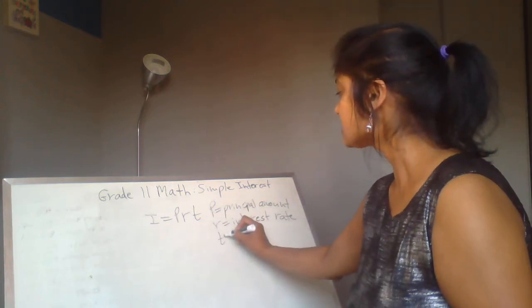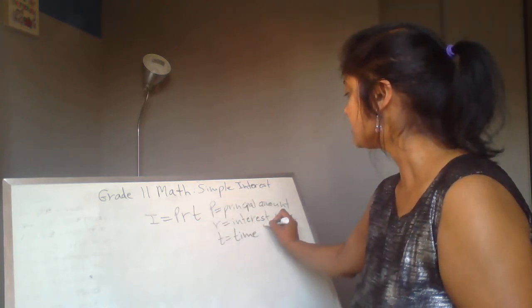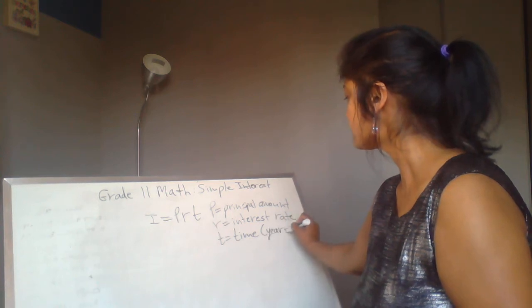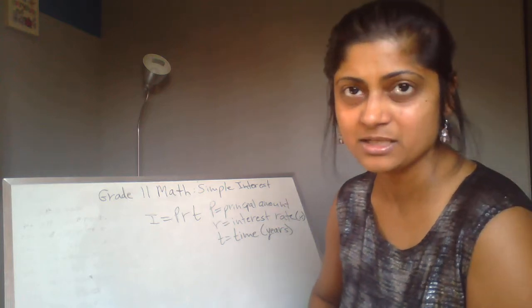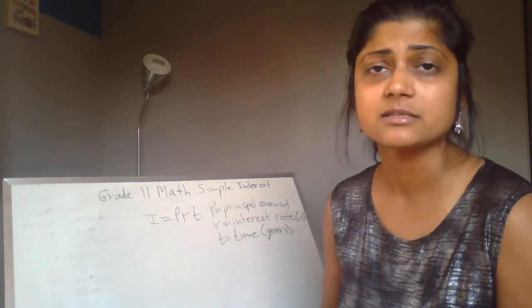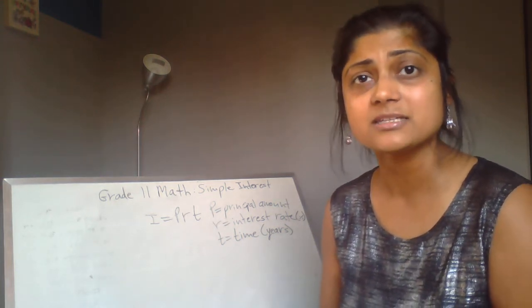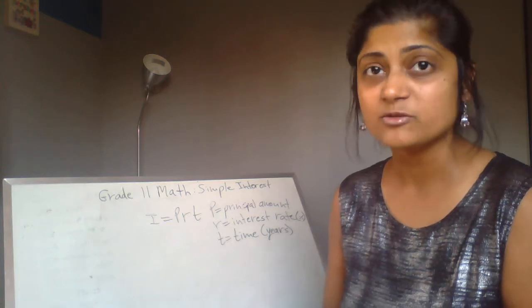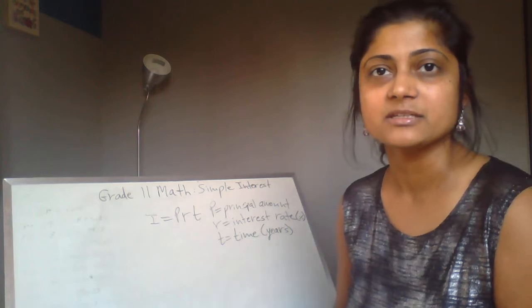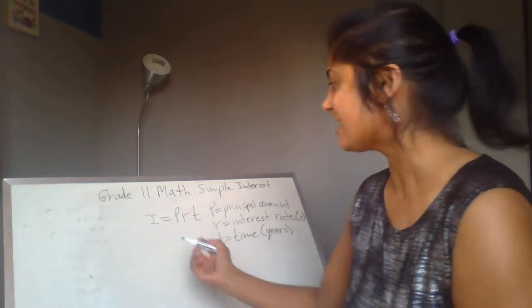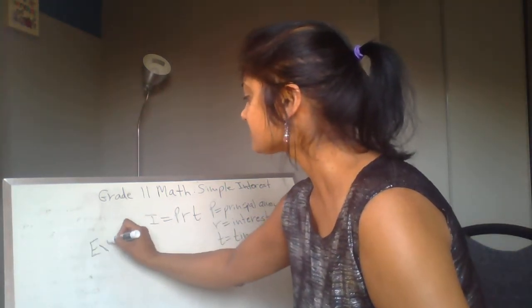Lastly, T is going to be the time, and in brackets I'm going to put years. For interest, in brackets, I'm just going to write percent there. If the time is given in, say, the number of months, I have to make sure I take the time and divide it by 12 because there are 12 months in a year, and that will give me the time in the number of years. So with that, let's try this example.